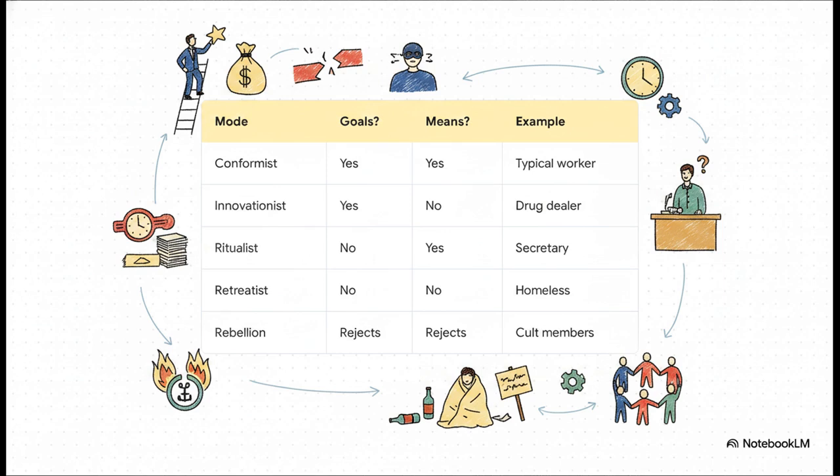Retreatists just reject the whole shebang, both the goals and the means, often falling into severe substance abuse or permanent homelessness. And finally, rebellion. These folks completely reject society's goals and means and actually try to replace them, like extremist groups or cult members. It's an incredibly powerful way to see how restricted opportunities literally force different systemic behaviors.